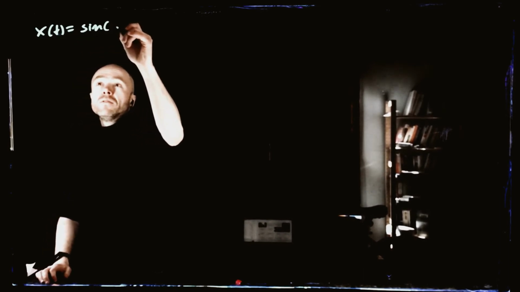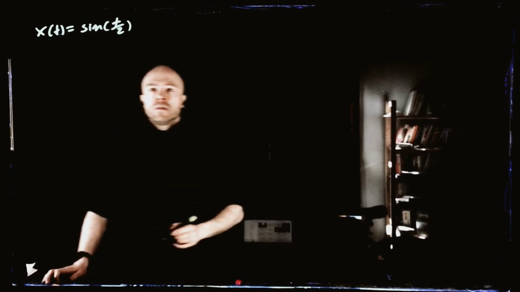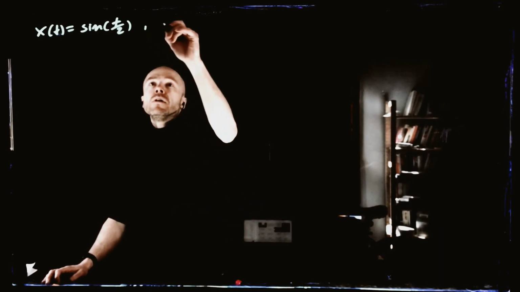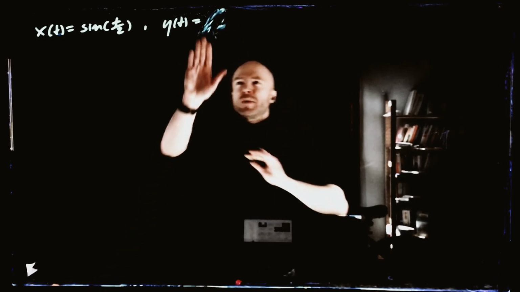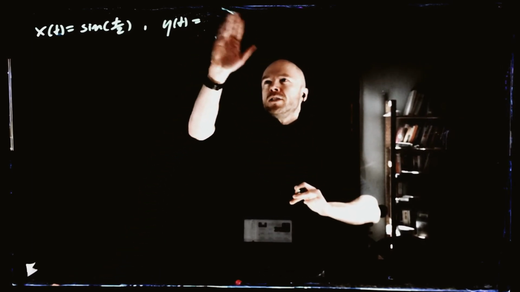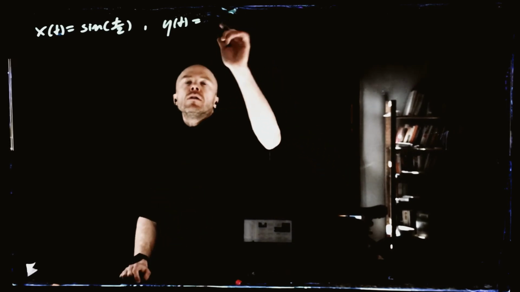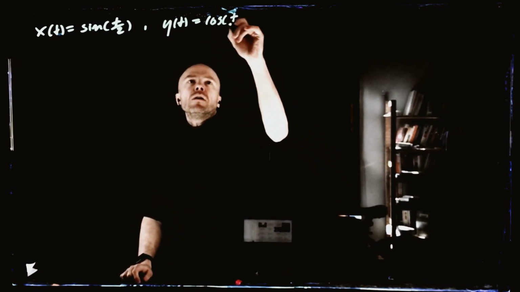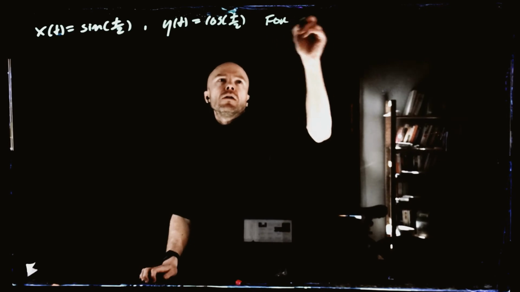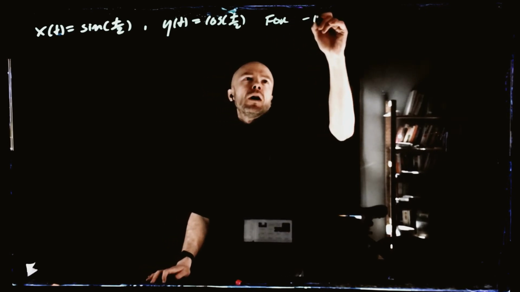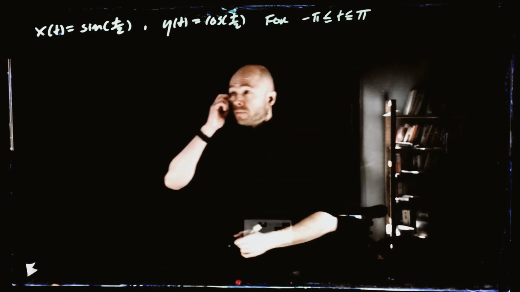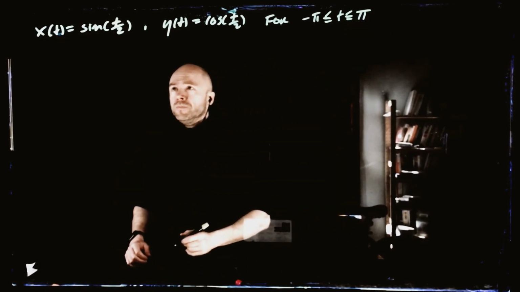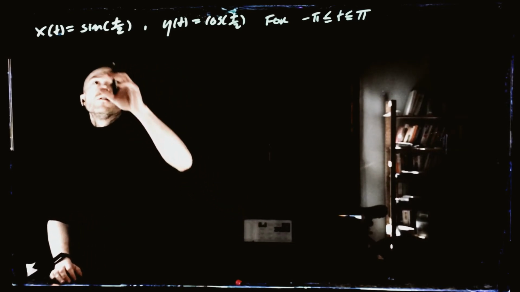Of half of theta, so let me call it t. And is there some specification of what range of t we're doing? For t between negative pi and pi. Okay, so what is this going to sketch?